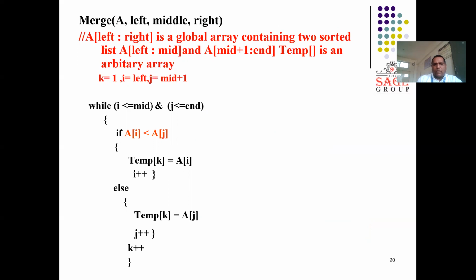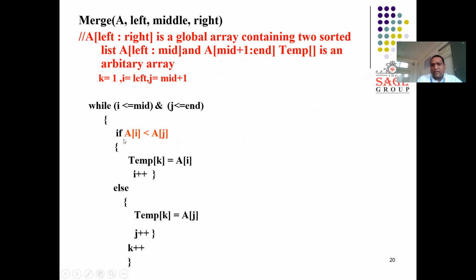Then here we are seeing that there are two while loops. First, i is less than or equal to mid. If i is completed up to middle, then copy the values of j. If j is up to the end, then copy the values from i up to the middle value.